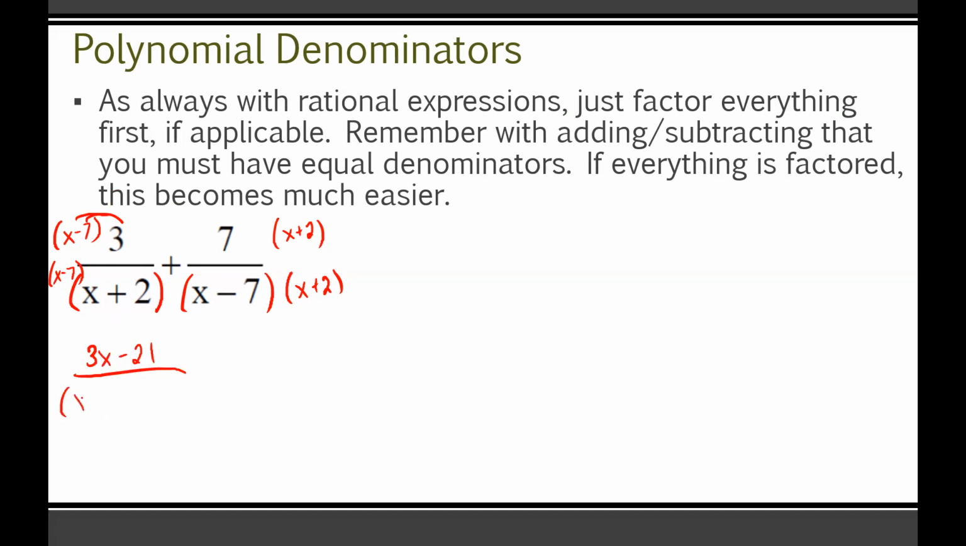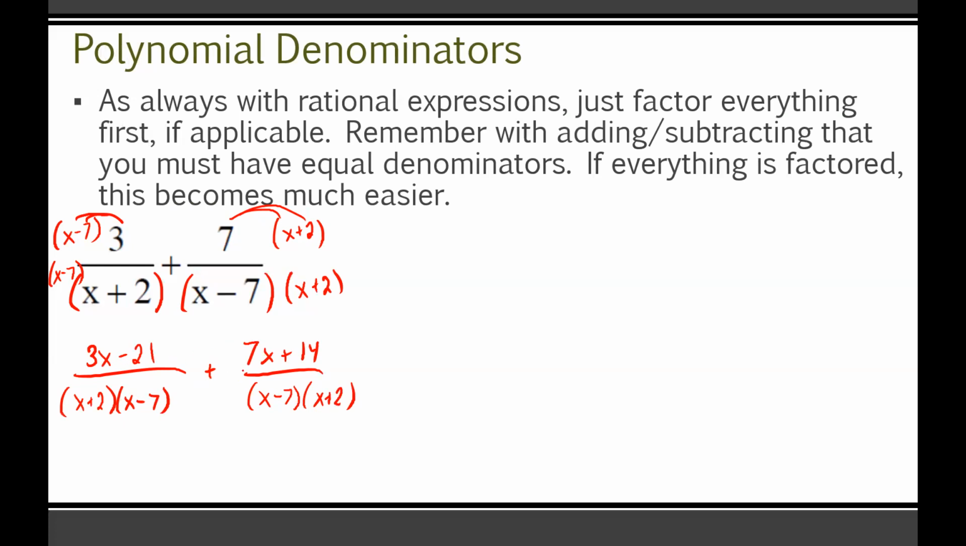Over, we technically have x plus 2 times x minus 7, plus, for this one, 7 is going to double dip through this, so it's going to become 7x plus 14, because that's 7 times x and 7 times 2, over x minus 7, x plus 2. Now, the order that the denominators are multiplied in doesn't really matter, because when you multiply numbers, order doesn't matter at all. Those denominators are now matching.